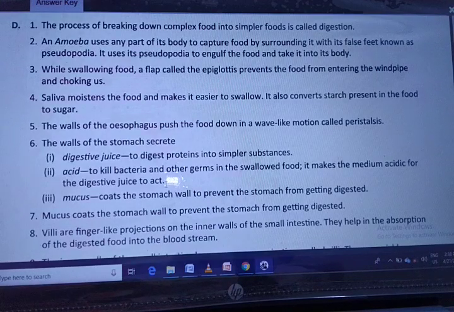Seventh question. What is the function of the mucus in the stomach? Mucus coats the stomach wall to prevent the stomach from getting digested. This is the seventh answer.